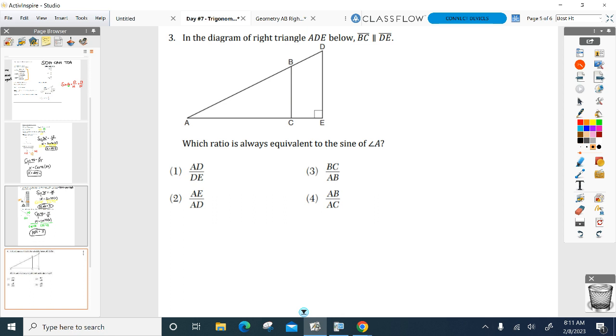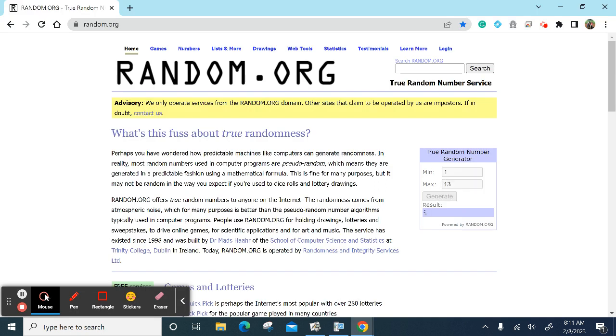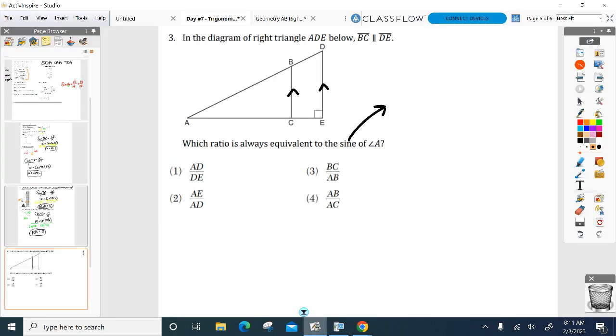BC is parallel to DE. Which ratio is always equivalent to sine of A? All right, so tell me something you know about sine. Sine's equal to what? If you look at SOHCAHTOA, Sophia, what's sine equal to again? Opposite over hypotenuse. So that's what I'm looking for. I'm going from angle A, and I'm looking at opposite over hypotenuse.